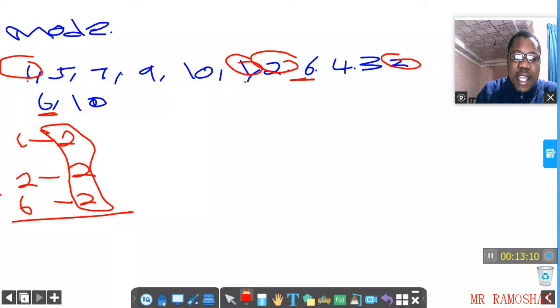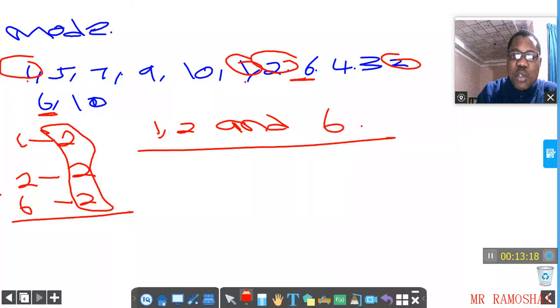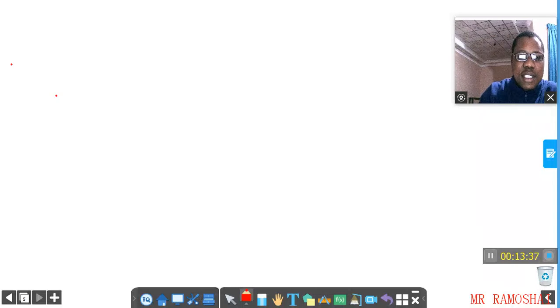So we're going to say our modes in this case are 1, 2, and 6, because all of these numbers are appearing 2 times each. So we cannot take a conclusion that it is 1, or 2, or 6. So all of them, we take them as our modes. We leave them. Right. We go to the next measure of central tendency here.